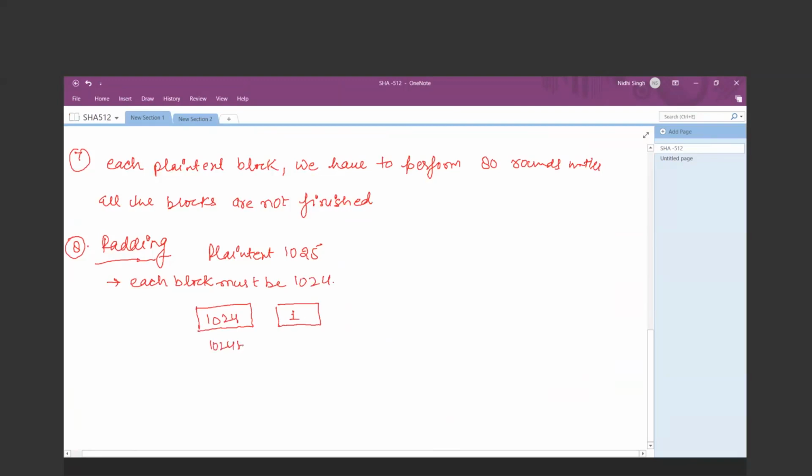Here 1024 bits, yes, it is acceptable. But what about that one? There is only one bit. The remaining 1023 bits are not there. So that's why we have to apply padding over there. Padding of bits has to be performed in such a way that the whole plain text block must be a multiple of 1024, meaning whole blocks.